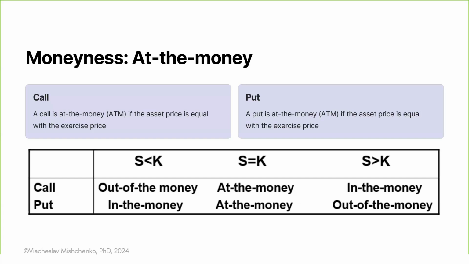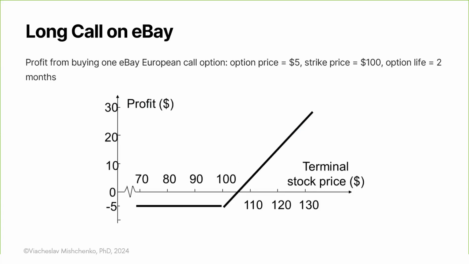So I would focus your attention on the fact that moneyness significantly affects an option's sensitivity to various factors like price changes and time decay, for example. So let us consider an example of a long call on eBay. The graph that you can see on the slide illustrates the profit profile for a long call option on eBay stock.